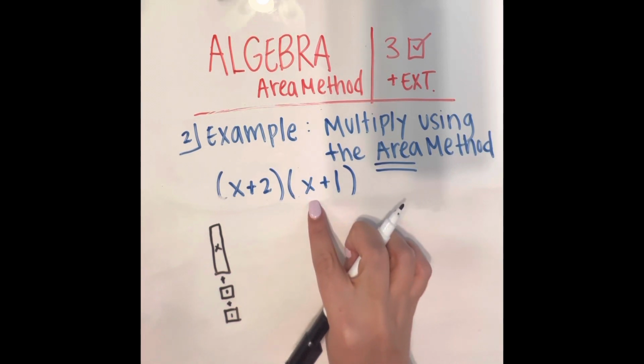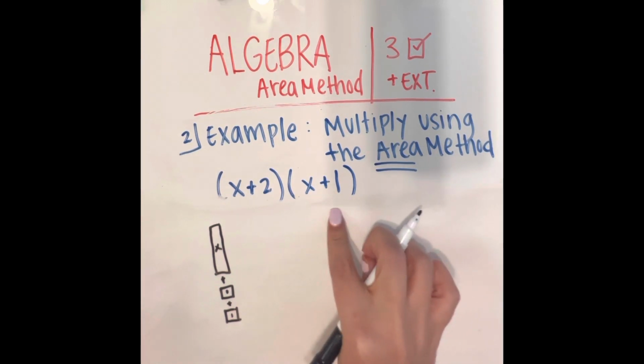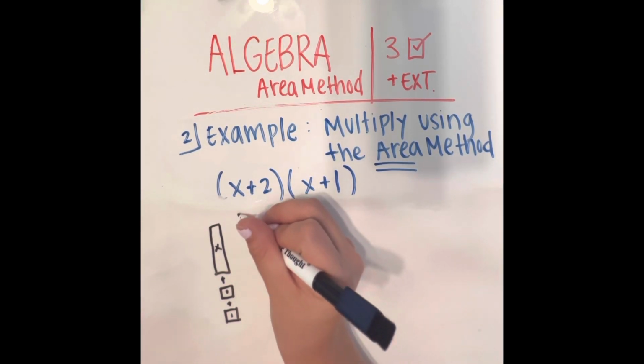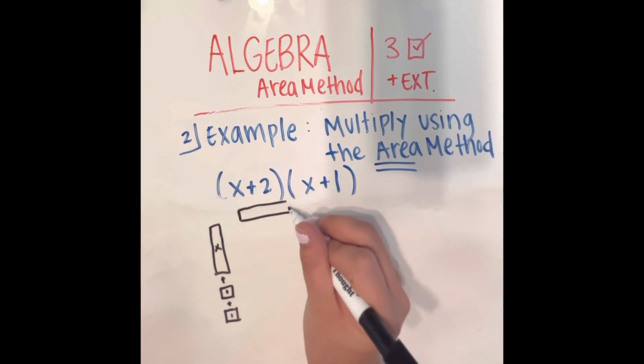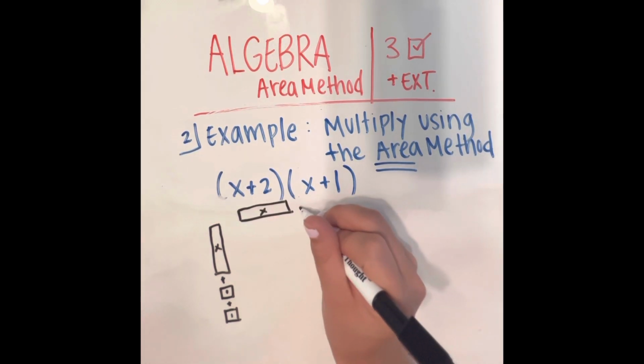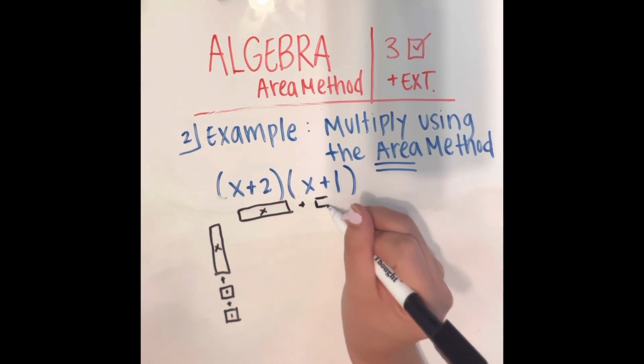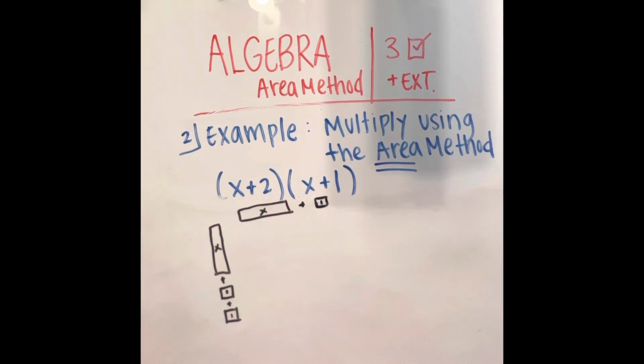Then we're going to go ahead on the top. We're going to lay it across. We're going to do our x plus 1. So we're going to have a unit of x right here. And then we're going to add our unit of 1, which is that little box of 1.